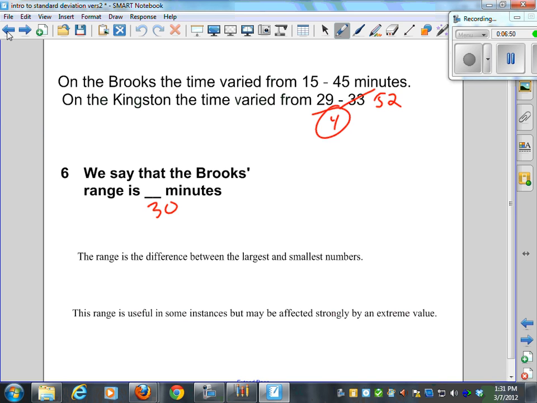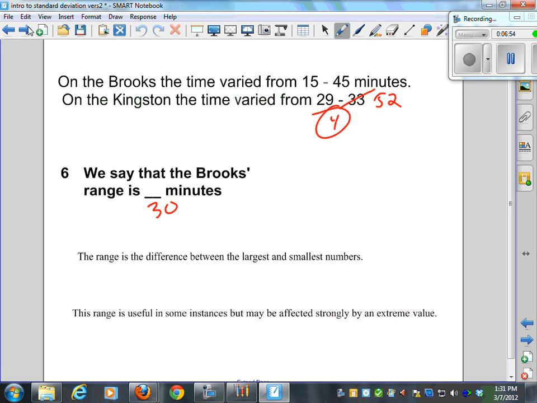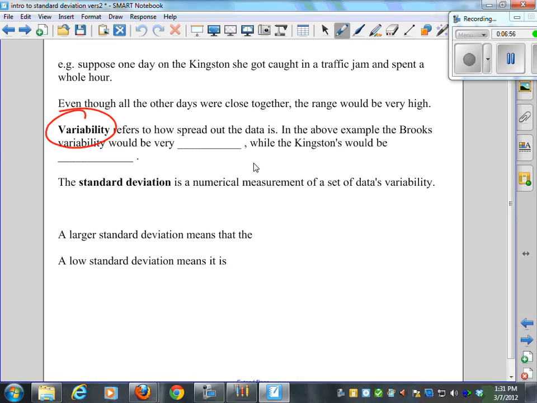Now the Brooks, I always forget here, the Brooks was the inconsistent one, right? So the variability of the Brooks would be very high. In other words, the numbers are all over the place. You should fill it in, Bobby, on your handout. While the Kingston's variability would be very low. Low variability means all the numbers are what? Roughly the same. Close together, Rowan. Good.